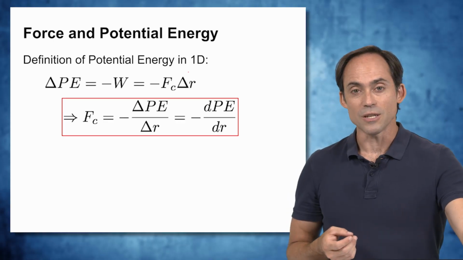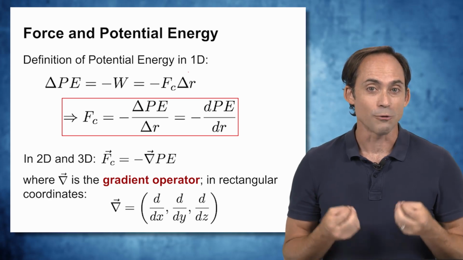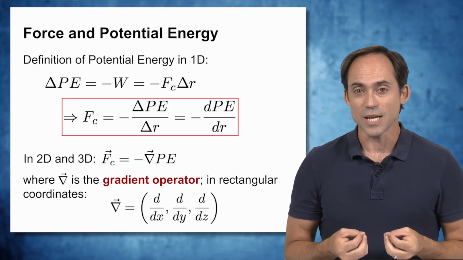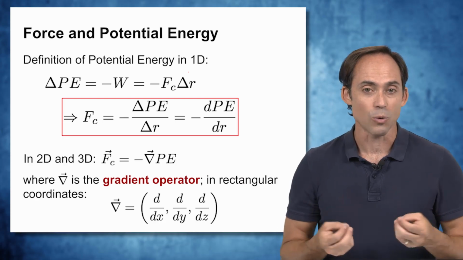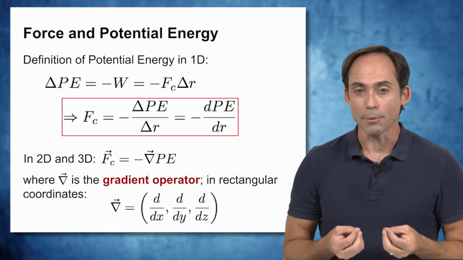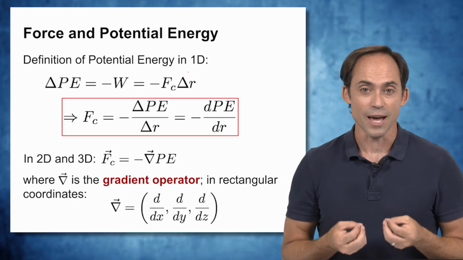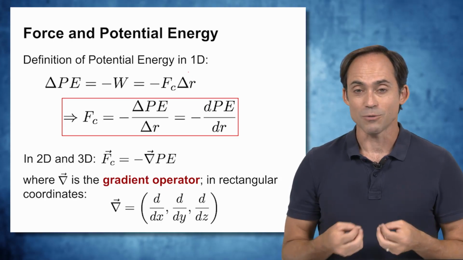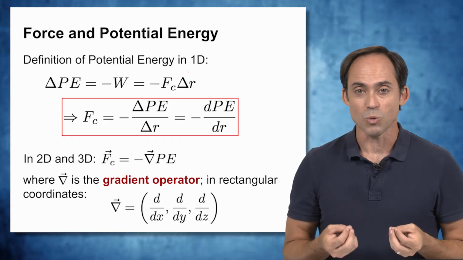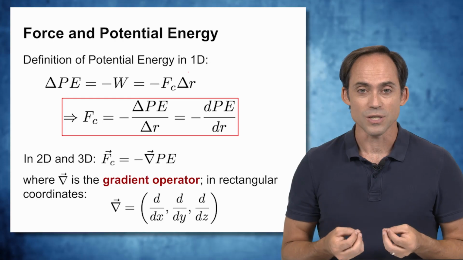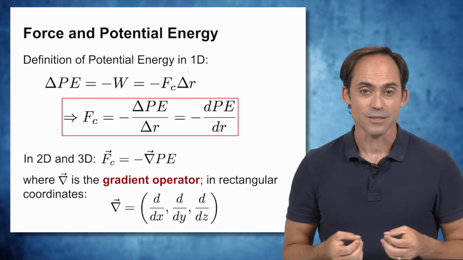Now it turns out we can do this in 2 and 3 dimensions as well. To do this we have to introduce a new operator called the gradient operator, which is just taking the derivative along each of the coordinate axes. If we look at a rectangular coordinate system, for example, the gradient operator is a vector, and each of the vector components is just the derivative along that component. So this is the case if we want to expand out to higher dimensions, but it's completely equivalent to our one-dimensional case, where the force is just equal to minus the change of the potential energy with respect to that axis.